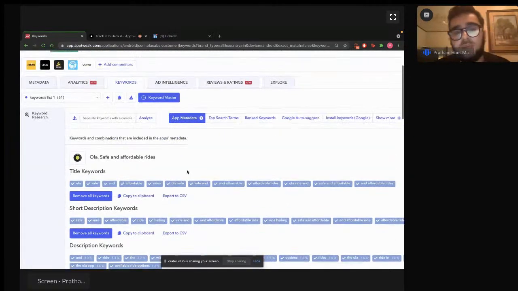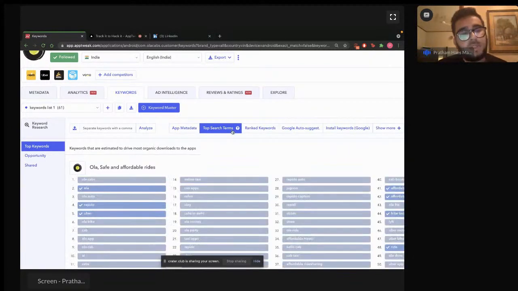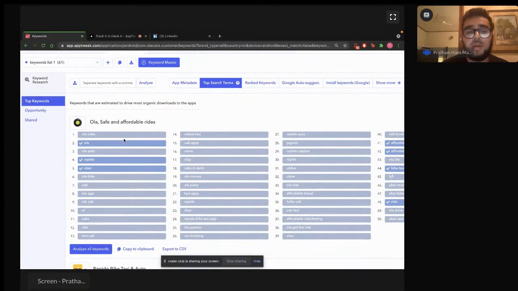Now, where it gets interesting and where we try to break the barrier and have a more diverse set of keywords is to try to understand, for example, what are keywords that are driving the most amount of downloads or organic downloads towards a particular app. Firstly, one is through utilizing the tool's top search term feature, for example, where I understand what my end users or potential end users are typing in for each particular app. Now, here, if I find any interesting generic keyword or a certain set of branded keywords, I'm going to go ahead and add that into my list.